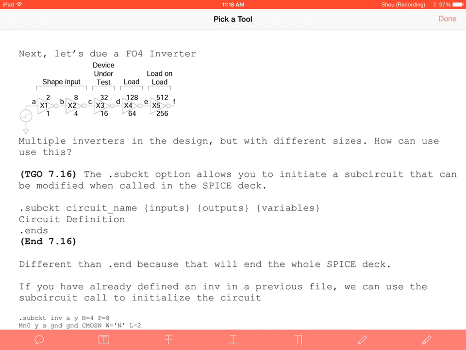So the question becomes, how do we do this in a more simple manner? Because before, we were defining all of our inverters, but all of the inverters were defined to a specific size, right? So what we're going to do is we're going to define something called a subcircuit.